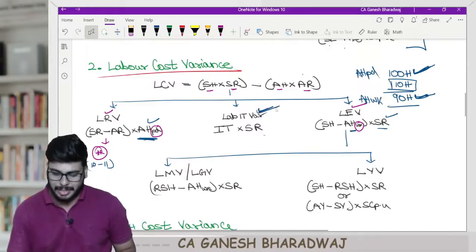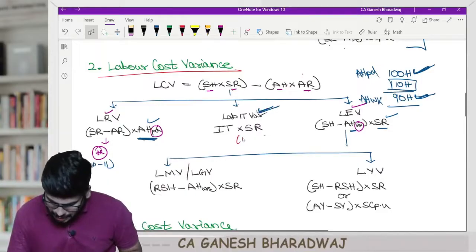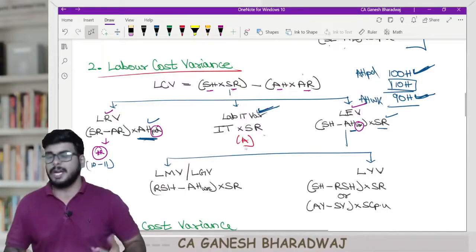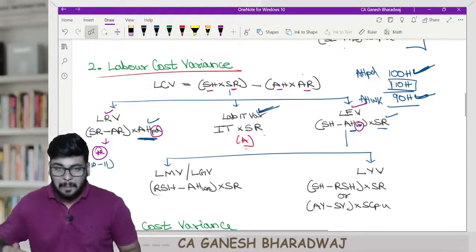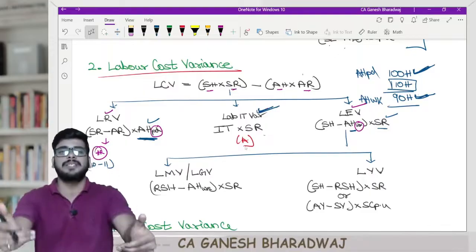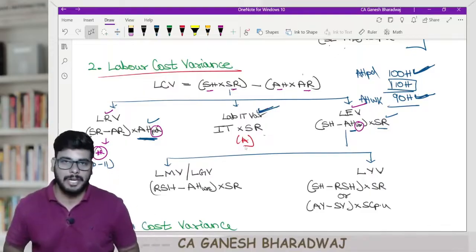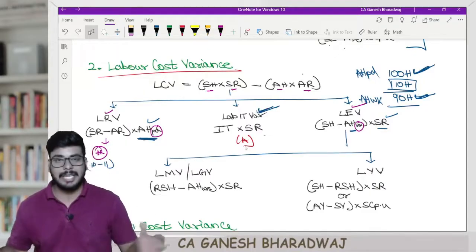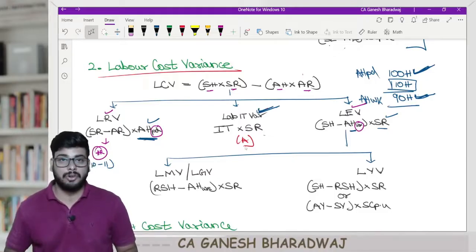Now that also gets tracked, and this is always an adverse variance. It can only be adverse. It is a waste of money. I am paying them, it's a benefit lost. I told you, it's a benefit loss. I am paying the money, but I do not get any benefit out of it. Are you clear with this? These are the three variances under labor cost variances.